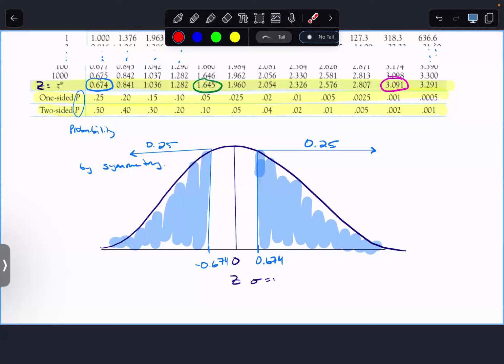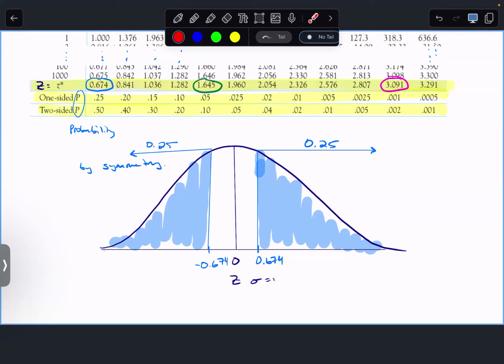Then we can ignore the two-sided, because what's the two-sided telling us? We won't need that until we do hypothesis testing, when we want both areas, but that's just 0.25 plus 0.25. There's nothing groundbreaking here. 0.25 times 2 is 0.5, 0.2 times 2 is 0.4. You really don't need that second line. It's nice to have it, but 0.15 times 2 is 0.3, right? So you can ignore that bottom line for a little bit.